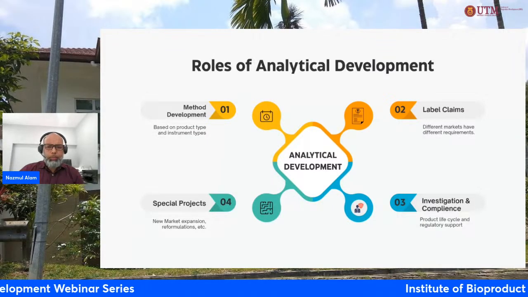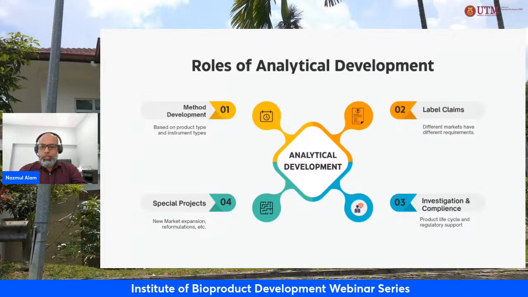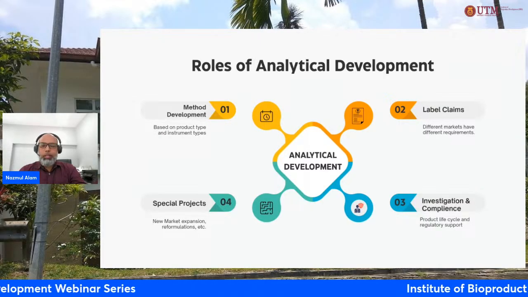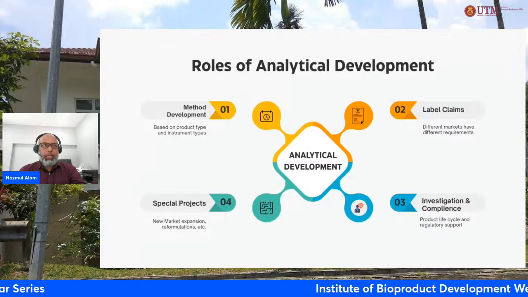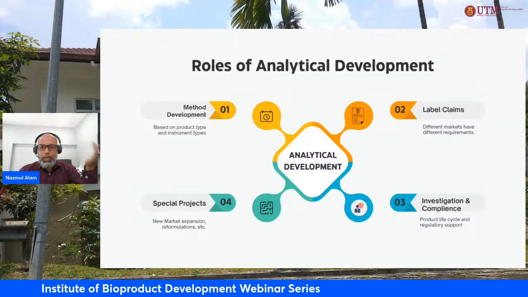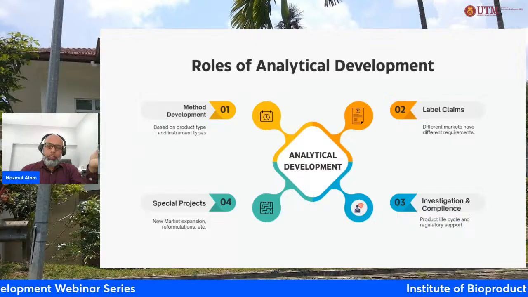We also work on special projects. We have a special projects team in analytical that supports all growth initiatives. For example, we test new market expansion. We also manage data for reformulations or address any unique one-off testing needs that we support. So these four roles ensure analytical development is an integrated part of the whole product development lifecycle.